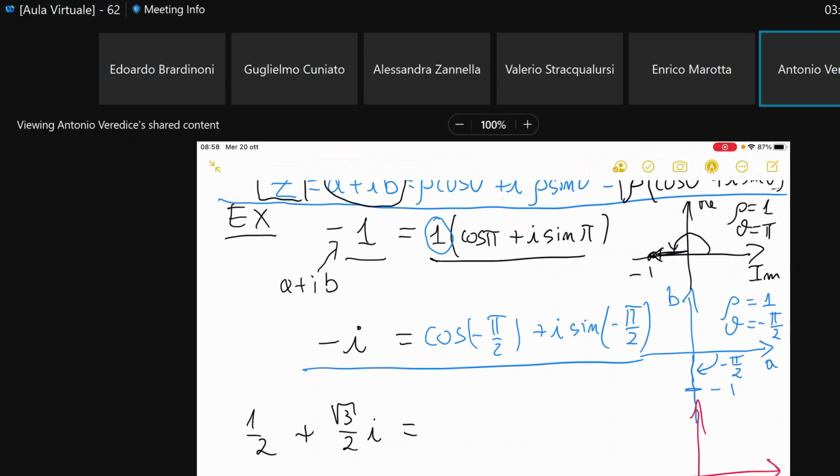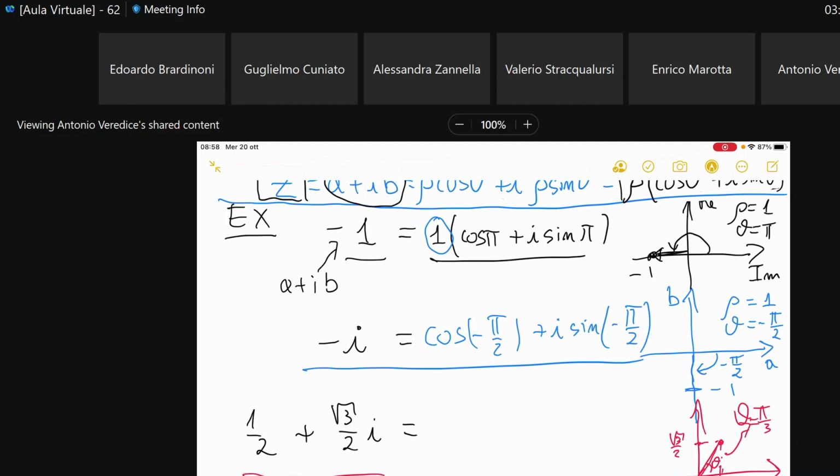So next step, another example just to practice with this. As I told you, you have to recall something about trigonometry. We have to deal with a number that is a plus ib, where a is a half and b is square root of 3 over 2. You have to recall that this is a known angle. The angle theta is 60 degrees, so it's pi over 3.